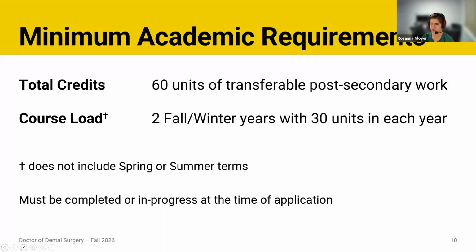But two of those fall winter years have to have 30 units in each year. So that course load requirement doesn't include spring and summer terms. And this can be, like I kind of said before, completed or in progress at the time.